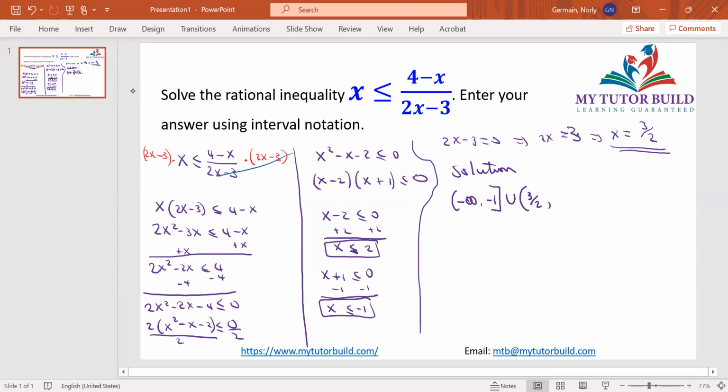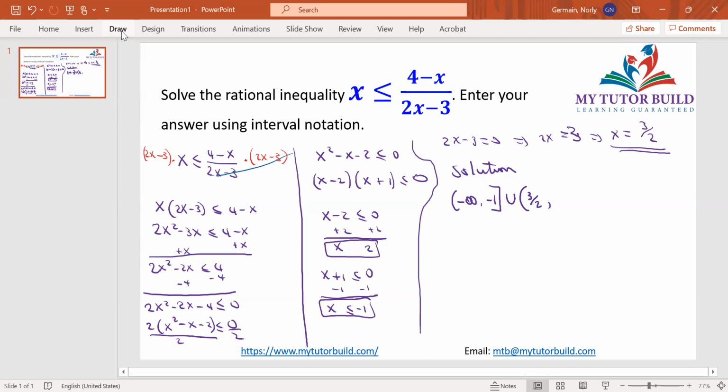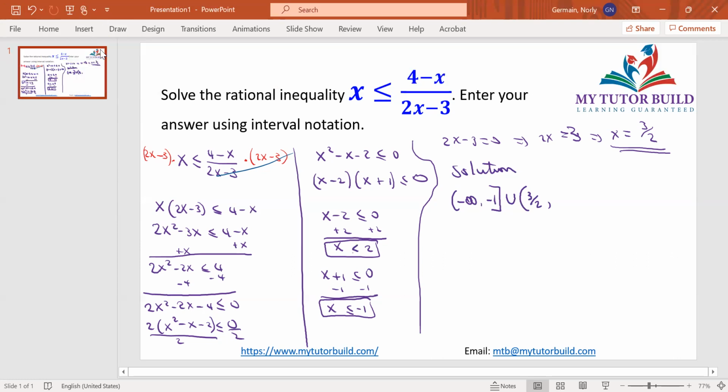Next one, x should be less than or equal to 2. Let me just clean this up a little bit so you can see it's a less than or equal to. So less than or equal to 2. Now this one would be 2 with a bracket. So this is your solution to this rational inequality.